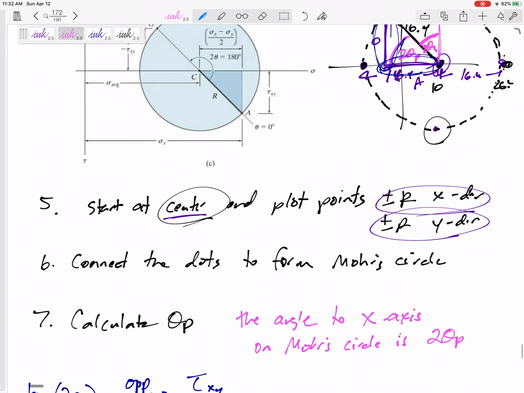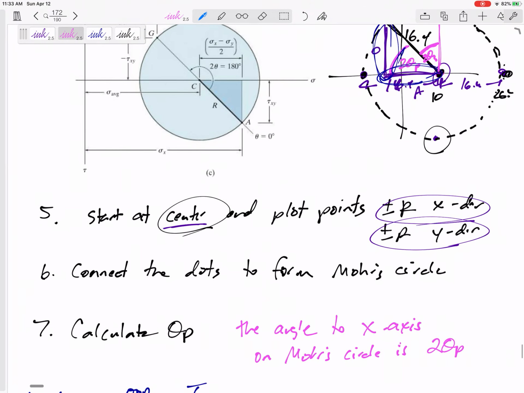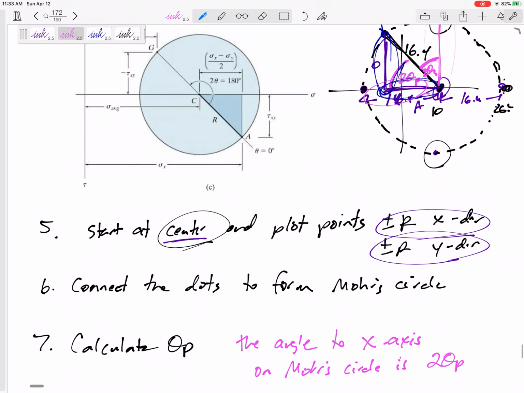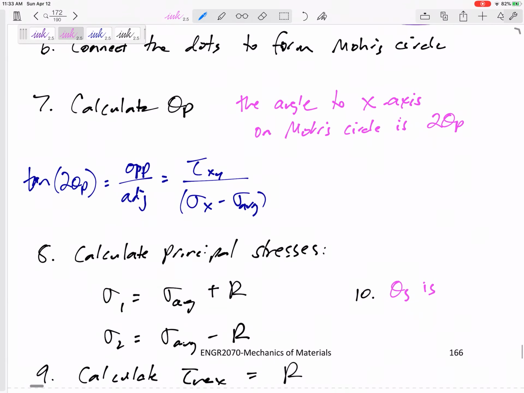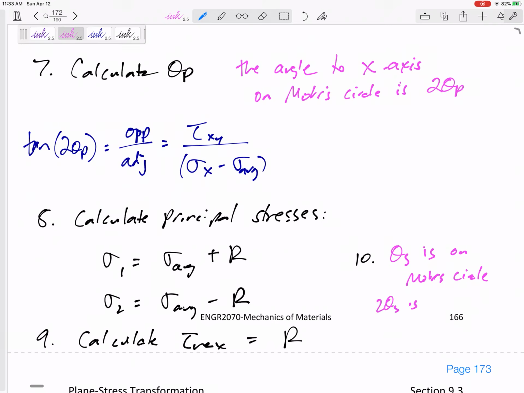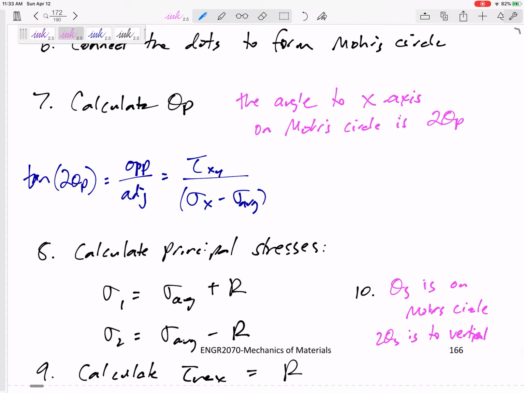Then a couple of things. We know that theta P and theta S are 45 degrees apart. It kind of makes sense that 2 theta P and 2 theta S on Mohr Circle are 90 degrees apart. On Mohr's circle, 2 theta S is the angle from vertical. Okay, this is very messy, but let's reiterate this.